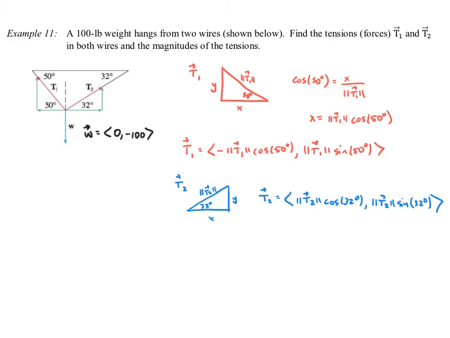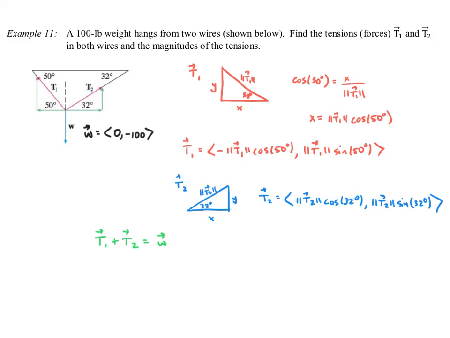Okay, let's think about the relationship then between these vectors. So we have a 100-pound weight that hangs from these two wires. It doesn't break the wires, which means that the vector T1 added to the vector of T2 must equal vector W. The components have to equal each other.